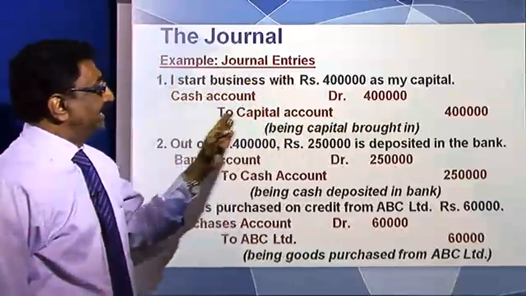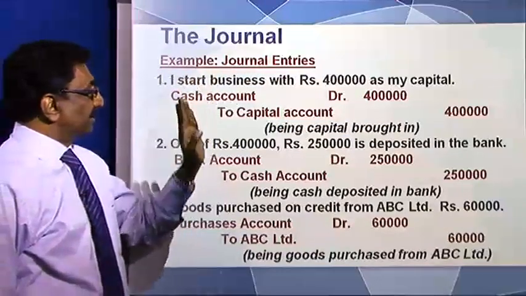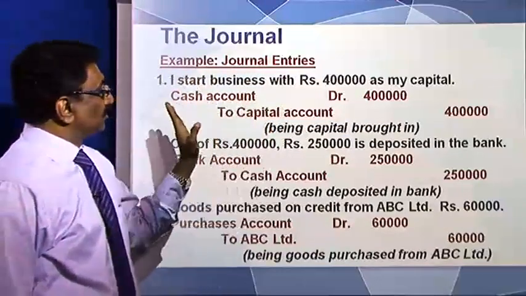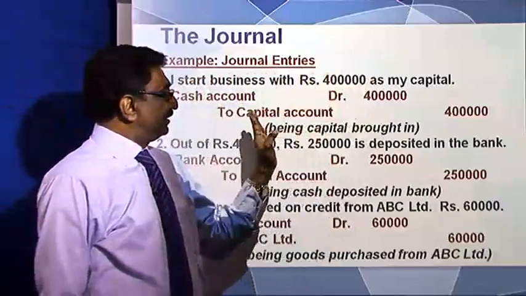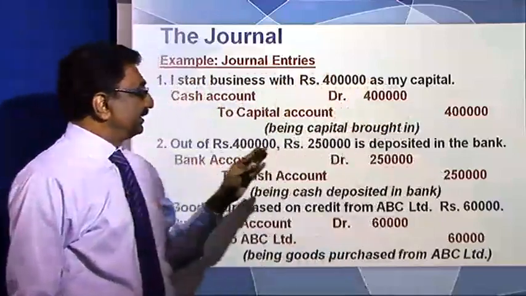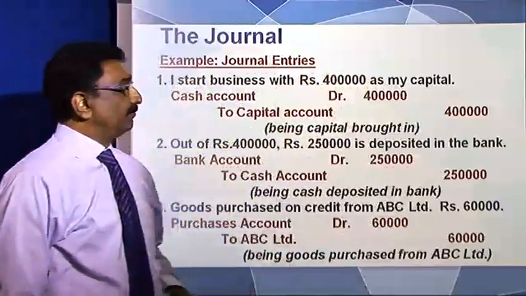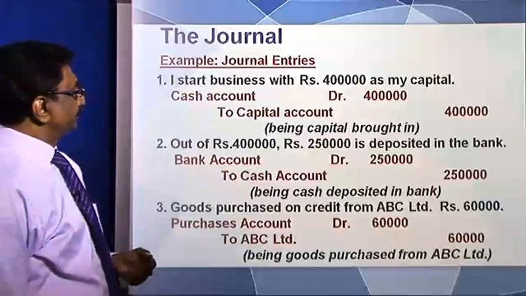So both are increases, but one is an asset account, the other is a liability account. So the asset account increase is debited, the capital account is credited, and we give a narration saying "being capital brought in."